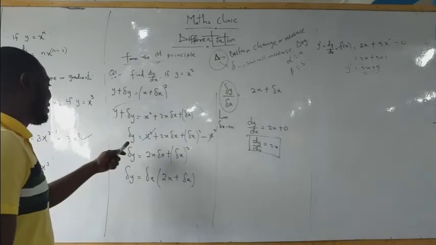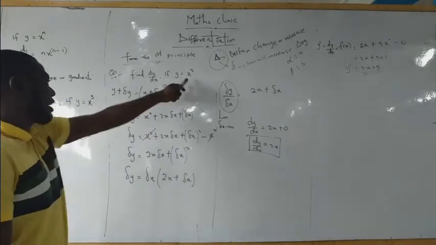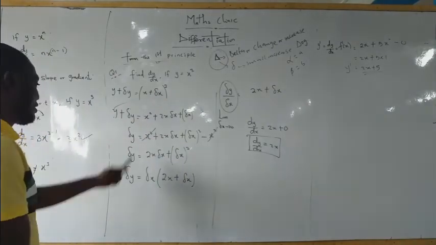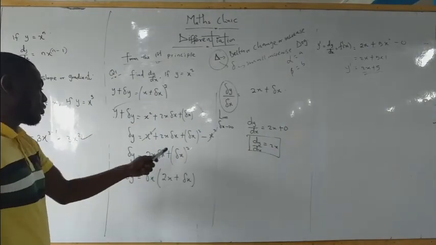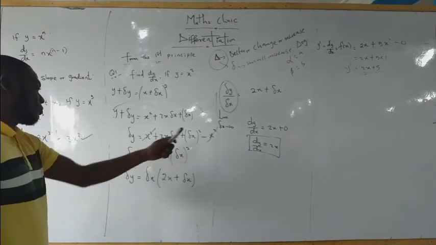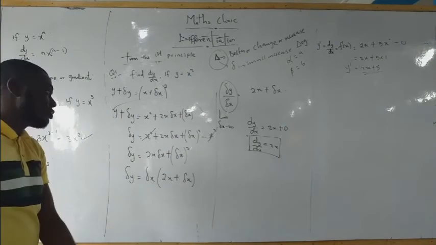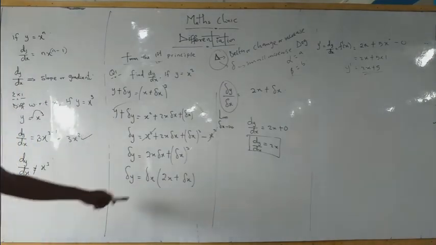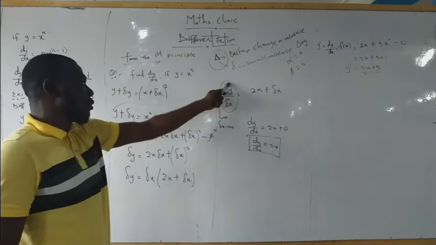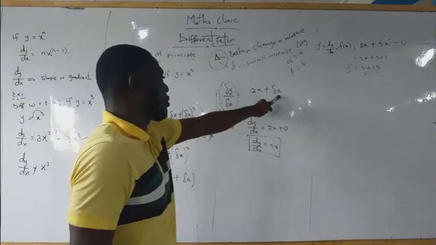Then take this to the other side, that will become minus y. y is what? x squared, so that will be minus x squared. This and this will go. We will have dy equals 2x dx plus dx squared. Okay? Divide both sides by dx. So dy over dx equals 2x plus dx.